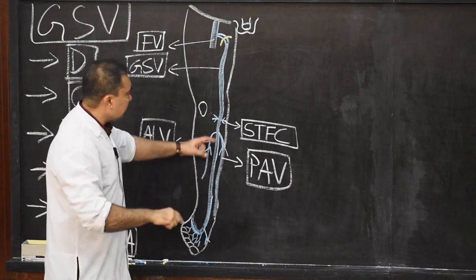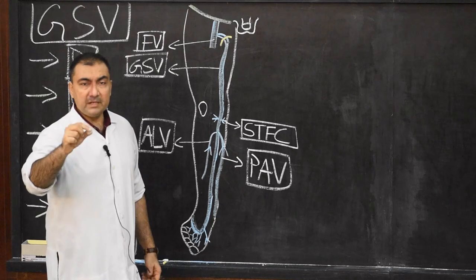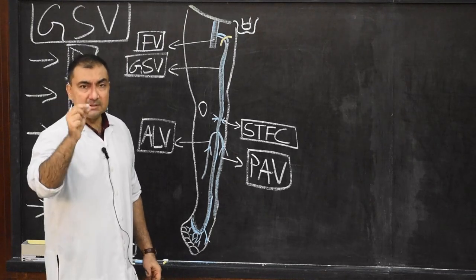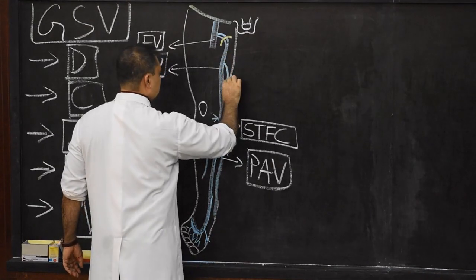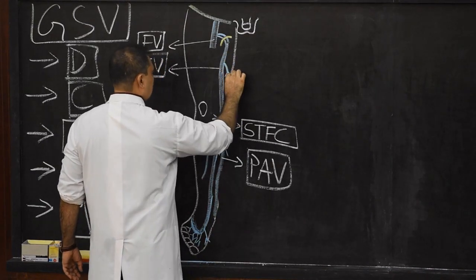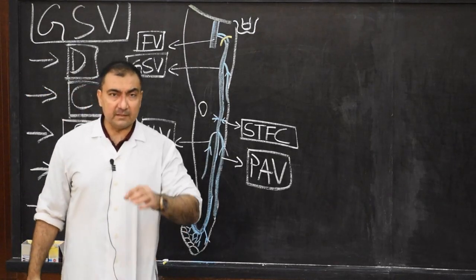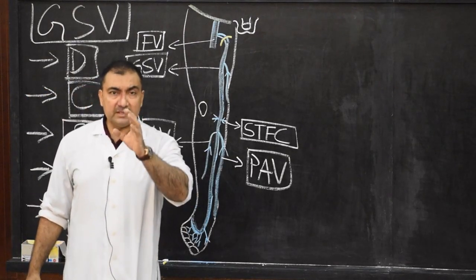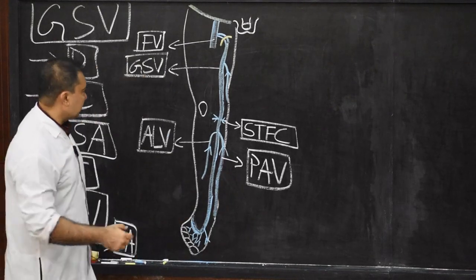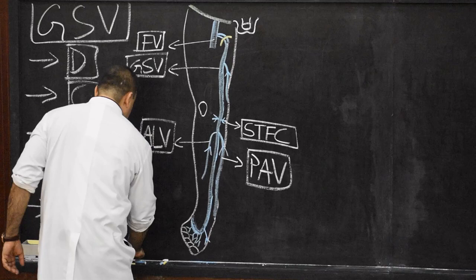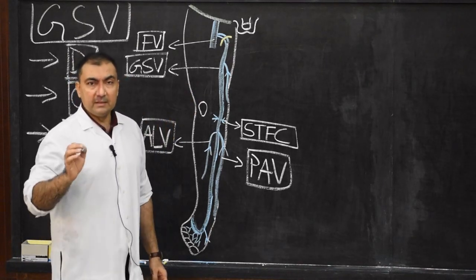Then tributary number 4 in the thigh, the posterior-medial vein of the thigh. That posterior-medial vein of the thigh, you show it over here. It will drain the blood from the posterior-medial aspect of the thigh. And this is also known as the accessory saphenous vein. Sometimes it is known as the accessory saphenous vein when it communicates with the short saphenous vein or popliteal vein.